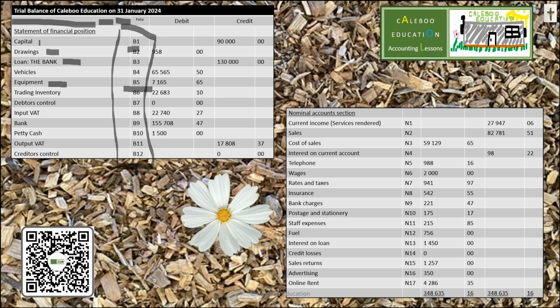I'm taking the folios from the previous month's trial balance, and here you've got, say for example, staff expenses, it's N11. Input VAT, it's B8. I will show you when we do the general ledger, the references, where they go.